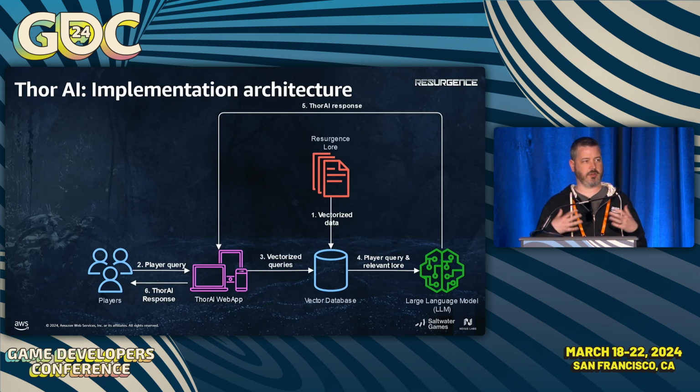So if I ask a question about something, we can very easily go to the right part of the database and say, hey, if I'm asking a question about this, it's probably related to this set of data that sits over here. So all of that Resurgence lore gets vectorized, loaded into a vector database. The players are then going to interact by typing their queries directly into the web app of Thor AI.